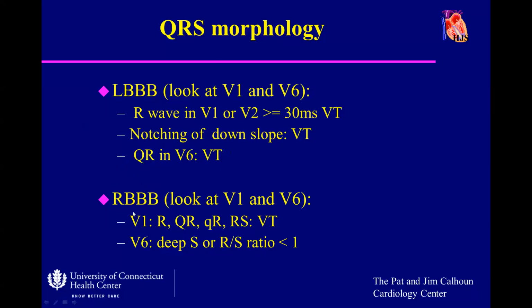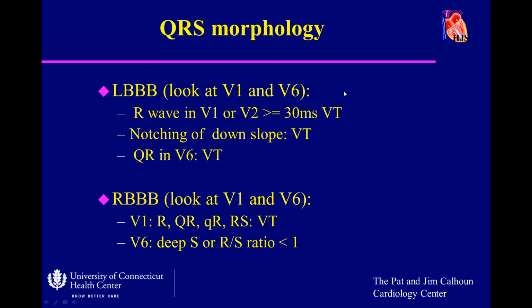If you have a right bundle, again, look at V1 and V6. If in V1 you have a tall monomorphic R wave, or a QR, a big Q and a big R, or a small Q and a big R, or you have an RS complex, this is VT. Typically a right bundle doesn't look like this. Again, look in V6: if you have a deep S wave, or an R/S ratio greater than 1, it is more likely ventricular tachycardia. Remember these criteria, and we will practice them in a little bit on some tracings. You make the diagnosis very, very quickly.